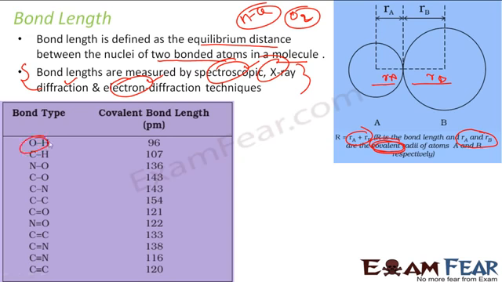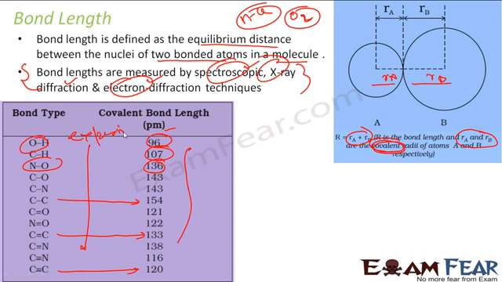And some bond lengths are given. For example, the OH bond length is 96 picometer, CH is 107, NO is 137. So we have different kinds of bonds. Also, if you see the carbon-carbon bond, the single bond is 154. When we talk about the double bond, the length decreases. When we talk about the triple bond, the length decreases further. So these are experimentally found values of the bond length for various bonds which we use in our day-to-day chemistry. You don't need to learn this or mug it up, just understand that these values can be experimentally found using these techniques, and we have some bond lengths already known to us.